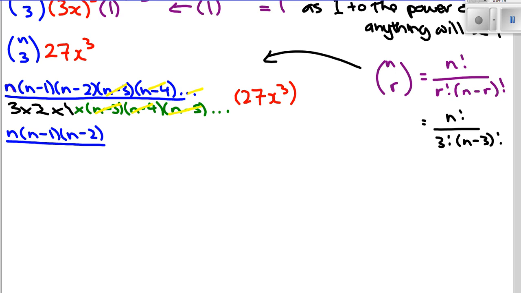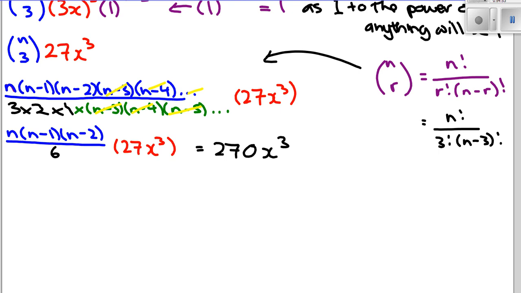And then 3 times 2 times 1 gives you 6, and then times 27 x cubed. They've told us that the coefficient is 270. So you could have always, along the way, written equals 270 x cubed, but you've got all this other stuff going on, so I'm only starting to introduce it now. They told us in the question that the coefficient of the x cubed term is 270, so we're going to be able to solve for n.